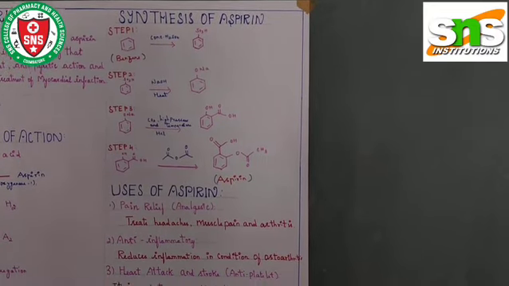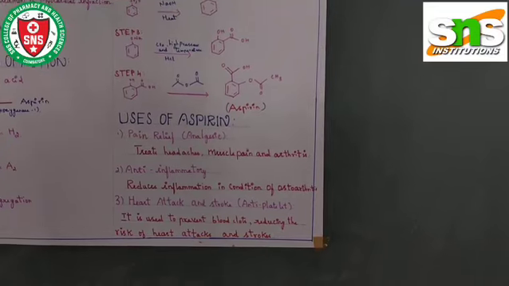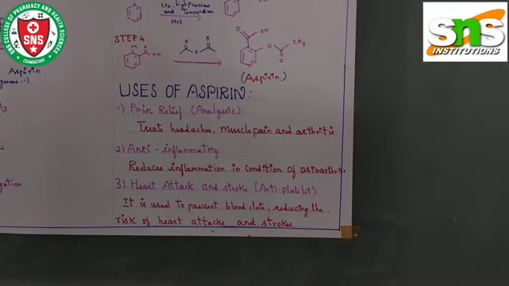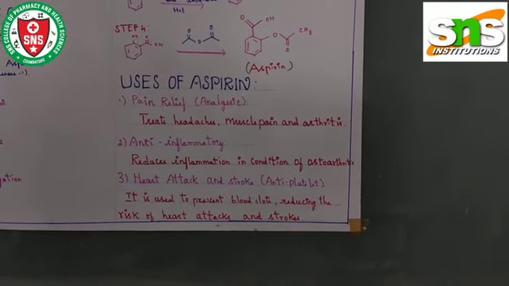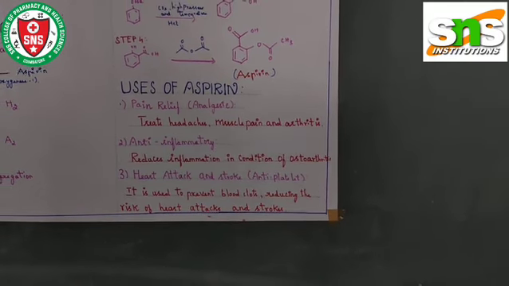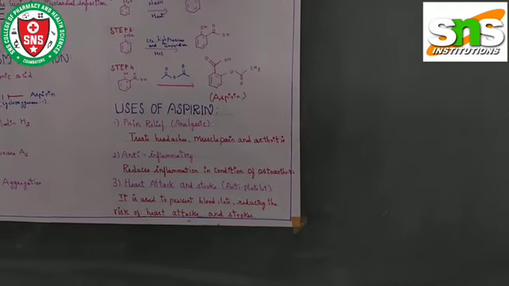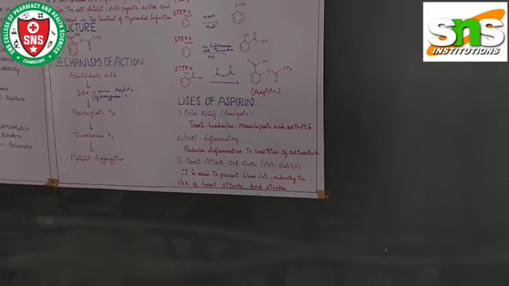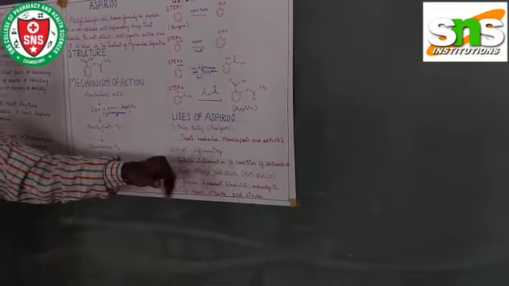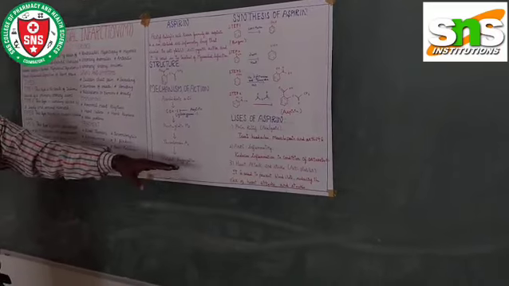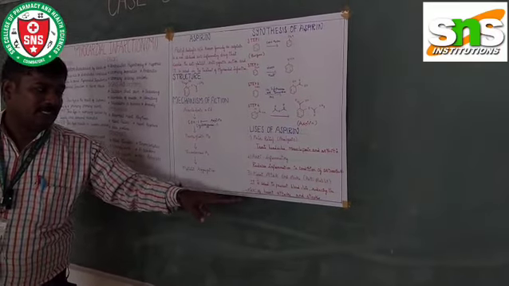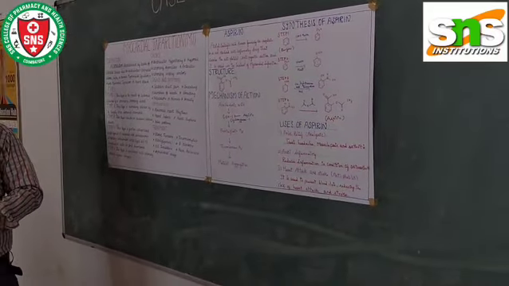What are the uses of aspirin? Mainly it is used as an analgesic, that is pain relief, and it is also used as an anti-inflammatory agent. Then, mainly for our topic, heart attack and stroke, it is used as an antiplatelet agent. So it is used to prevent blood clots, reducing the risk of heart attack.